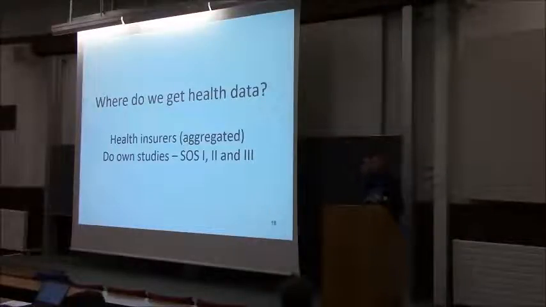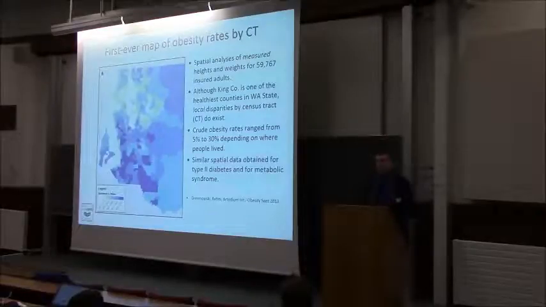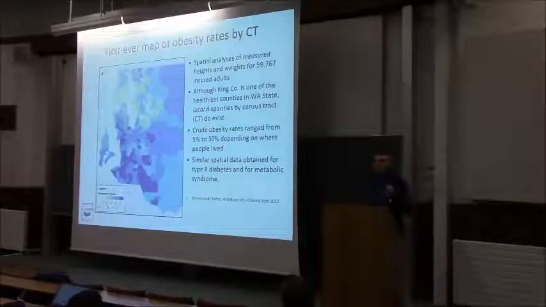So those data were made available to us, but they were made available to us at a level of geographic resolution to protect privacy. So we could only get data for census tract, but we got data for 59,000 people for Seattle King County, which is really phenomenal. And those were data on measured heights and weights from medical records, 59,000 people at the level of aggregation of the census tract.